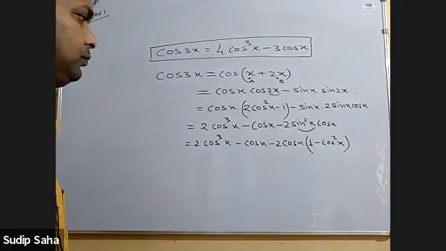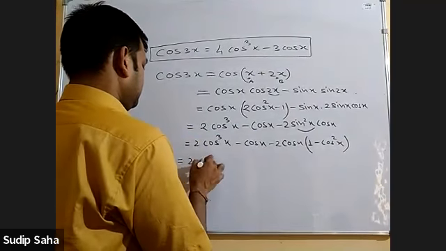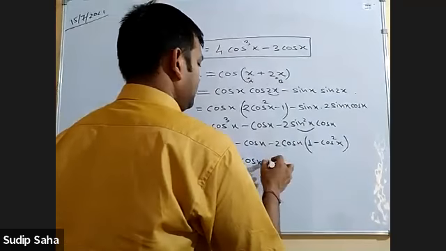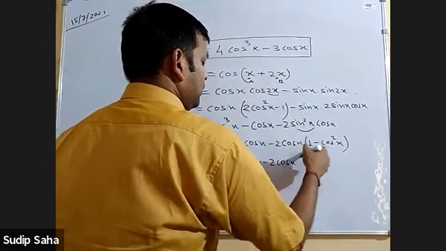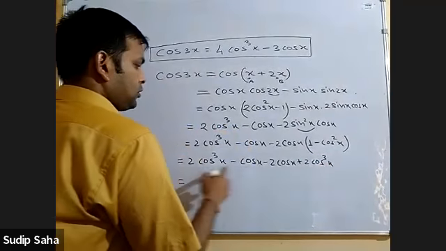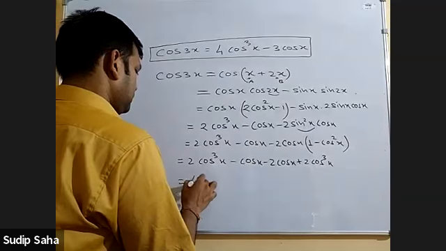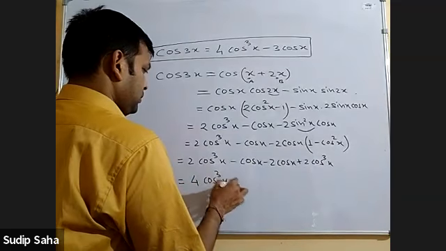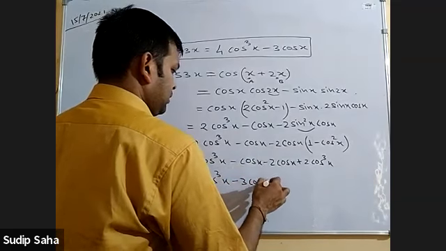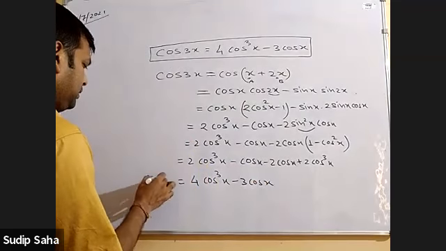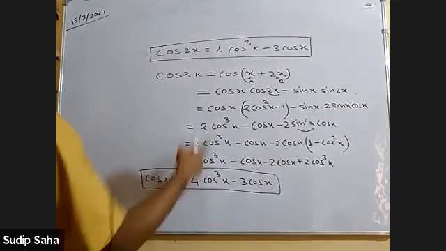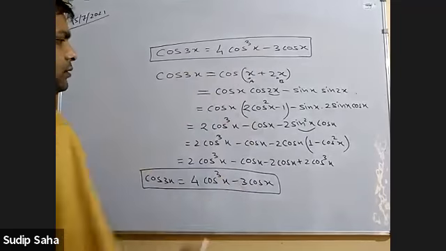Very good. Now see, multiply. 2 cos cube plus 2 cos cube, how much? 4 cos cube. And minus cos x minus 2 cos x, minus 3 cos x. This side is cos 3x. Did you get that one? The formula: 4 cos cube x minus 3 cos x.